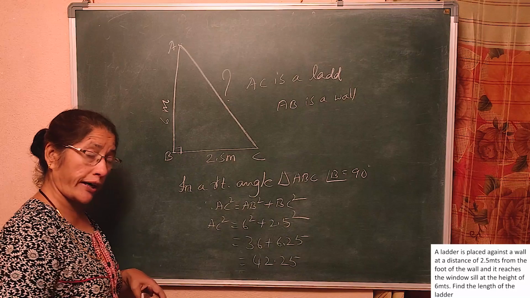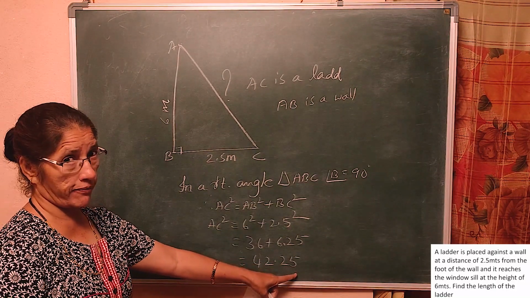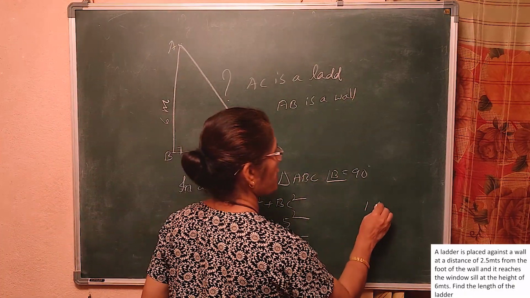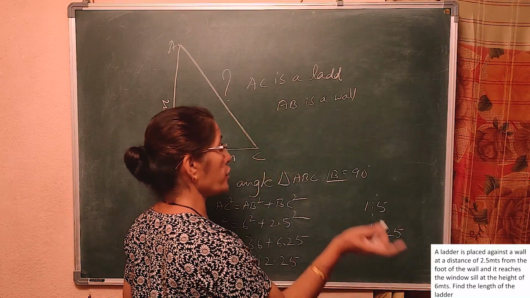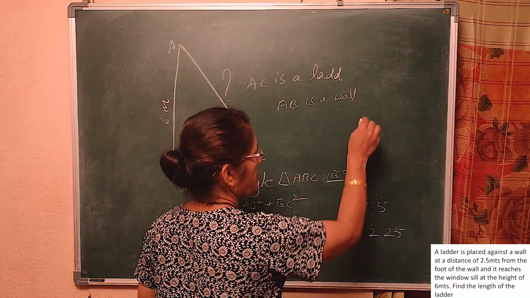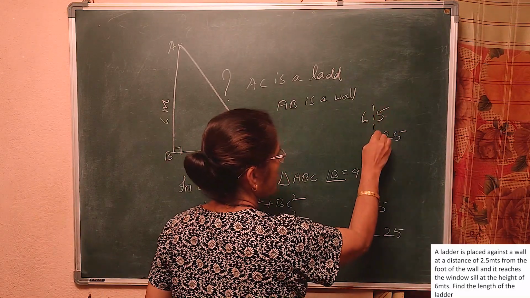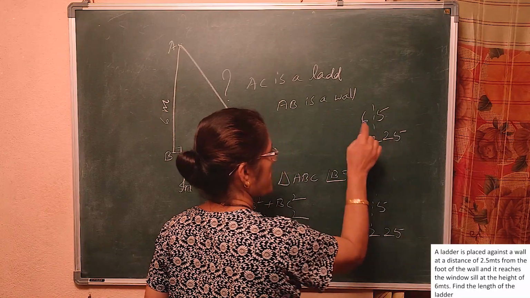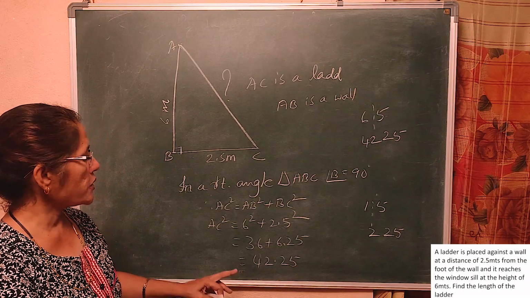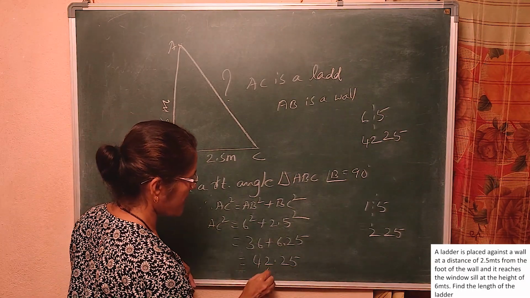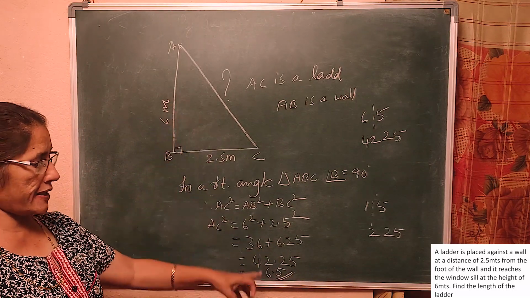I taught you already how to find the square root if it ends with 25. For 15 square, you divide it into two parts: 5 5s are 25, and 1 2s are 2, giving 225. Suppose it is 65: 5 5s are 25, 6 7s are 42, and so you get the same number 42.25. So what is the square root? 6.5. So the length of the ladder is 6.5.